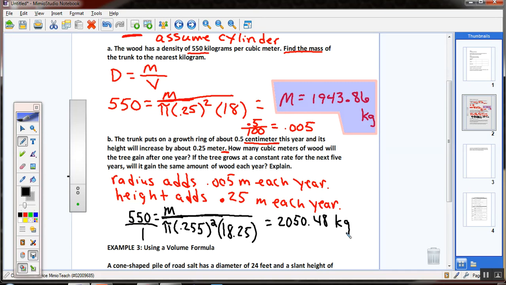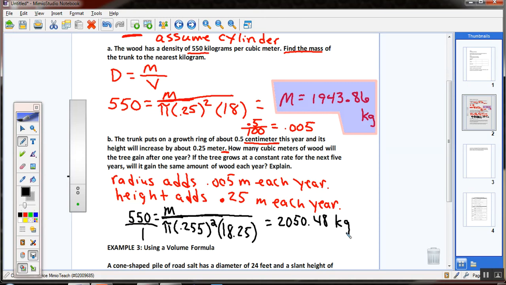How much of a meter am I going to add for another year to its radius? This would be tenths, hundredths, thousandths. So I'm going to add 5 thousandths of a meter, aren't we? Okay, and then how much of a meter am I going to add to the height? So this 0.255 is going to turn into, if I add 0.005 to this, what's this going to turn into for a new radius? 0.26. What's this going to turn into for a new height the next year? 18.5. So let's run those numbers and see what happens here.